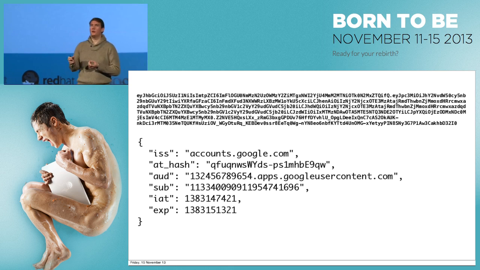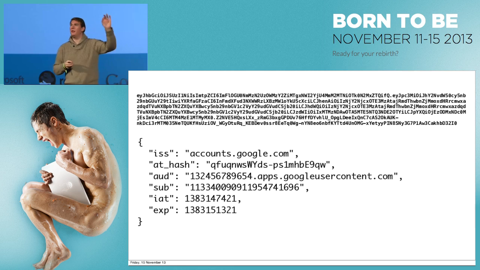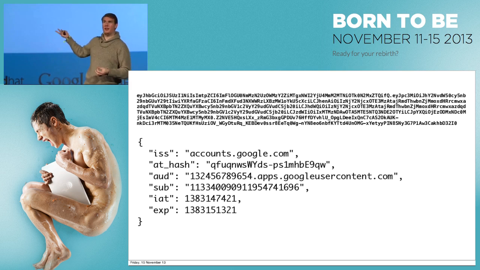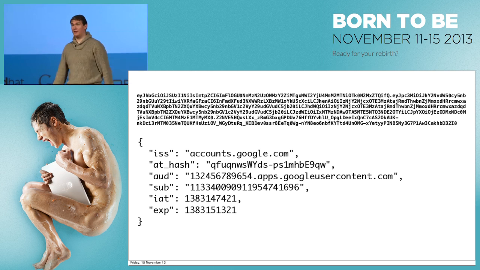So the three parts of this token there: the first part is a header that just says how it was signed. The middle part is the payload, which is displayed there. And the last part is a signature. And the signature can be verified against the public Google certificates. So you can go ahead and check that that information was created by Google. And once you know it was created by Google, you can trust what's in it. So you can trust that the user of your application, as identified by the aud field there, the audience field, is this user, as identified by the sub field, the subject. And that is the Google user ID.